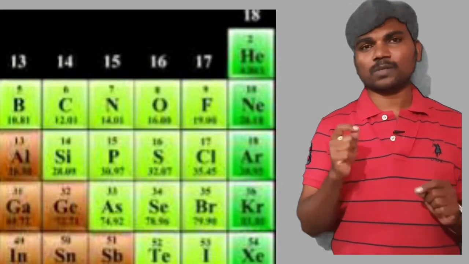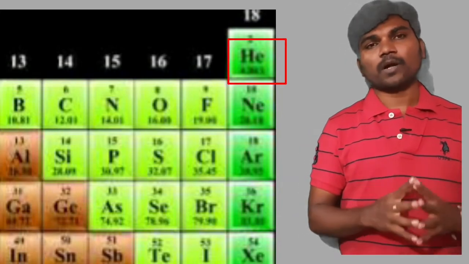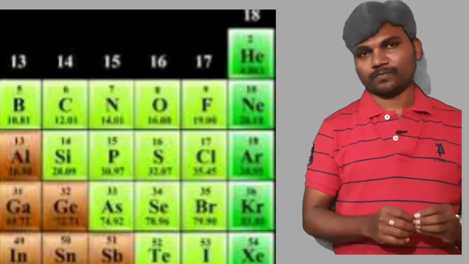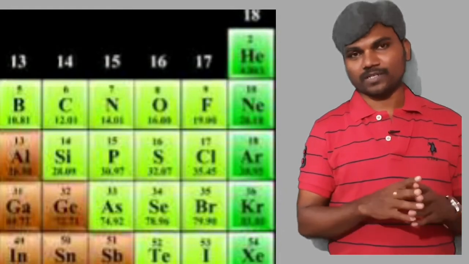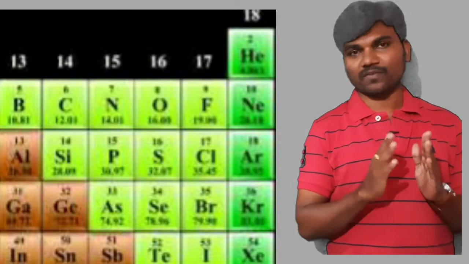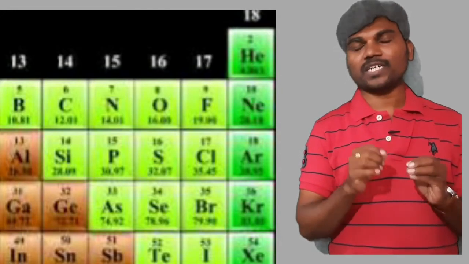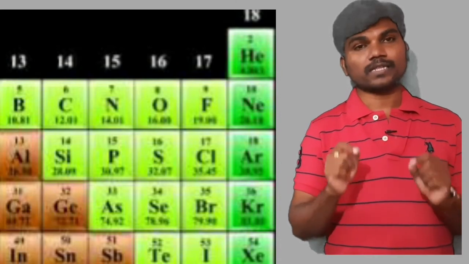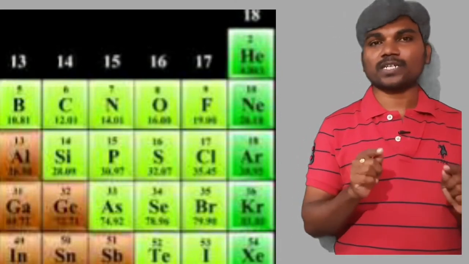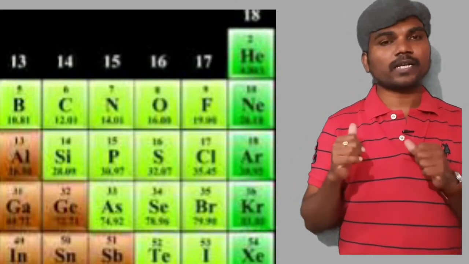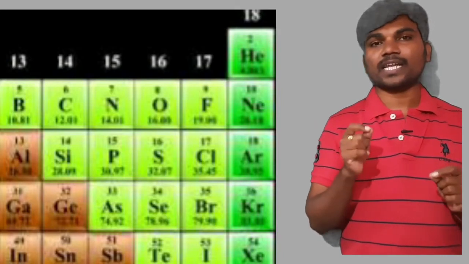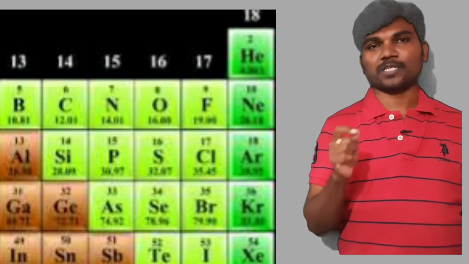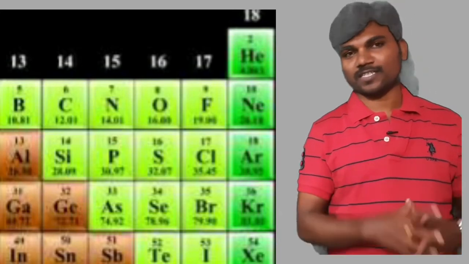Just observe the helium element. Helium's atomic number is 2, right? So its electronic configuration is 1s2. According to the s-block definition, those elements in which the differentiating electron is present in the valency shell s orbital have to be present in the s-block. But in the case of helium, the differentiating electron is present in the s orbital, yet in the periodic table helium is present in the p-block. Then what is the reason behind this?